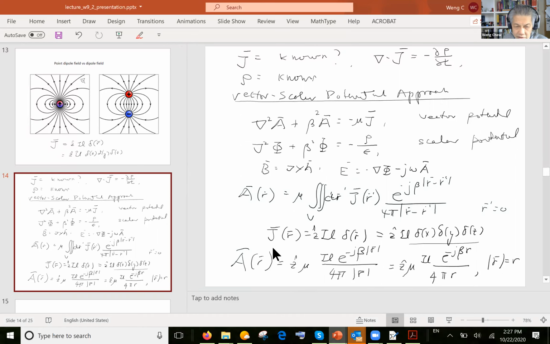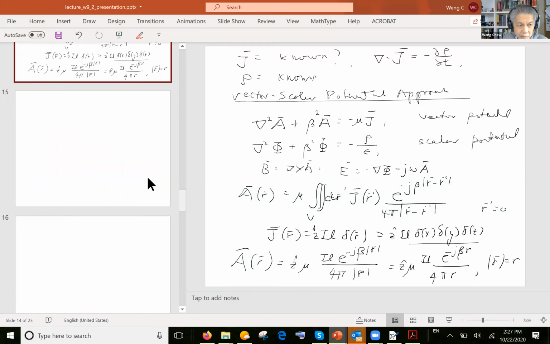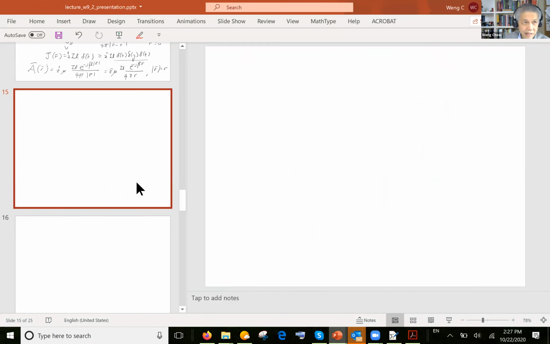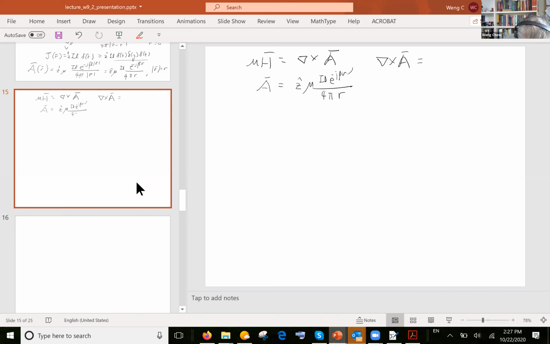So let me just milk this expression for the vector potential a bit more, okay? I would like to find the magnetic field, and I know that mu H is the curl of A. And if I know how to find the curl of A, then I would know how to find H. A is actually given to be very simple. A is z hat mu IL e to the minus j beta r over 4 pi r. Okay, let me erase this a little bit.